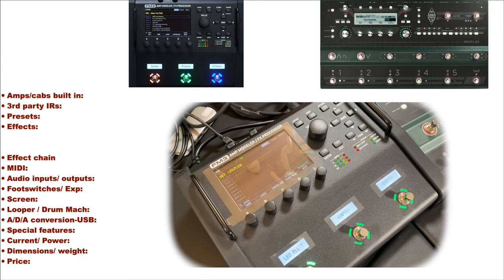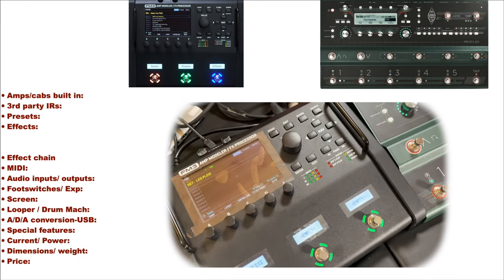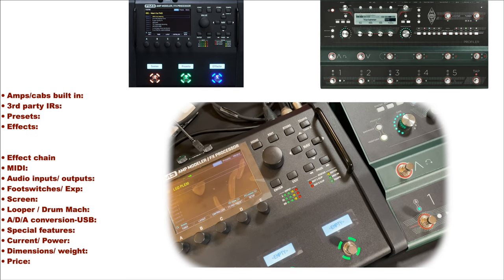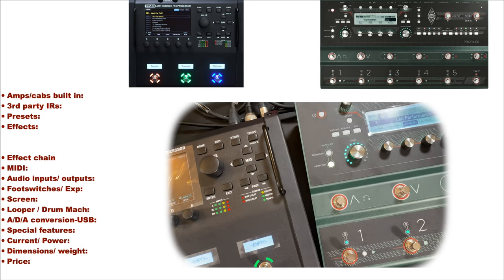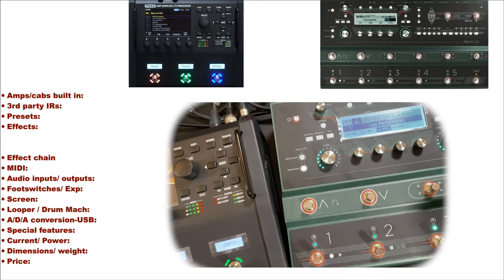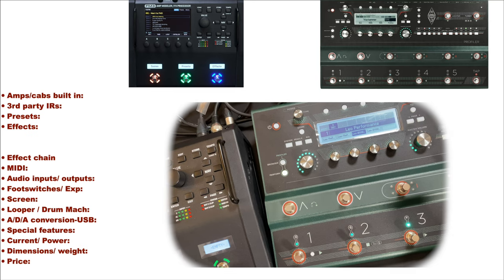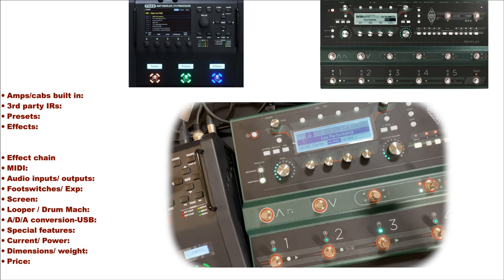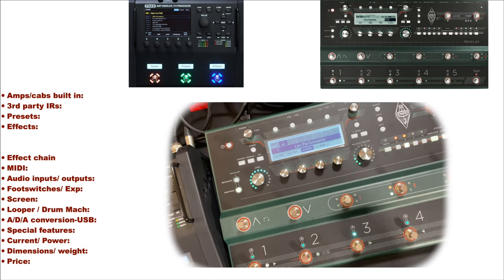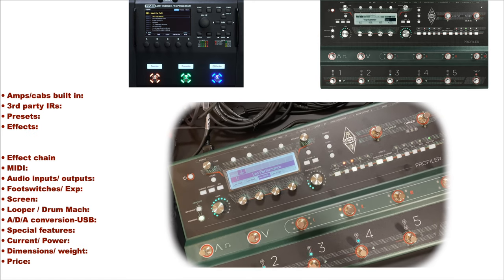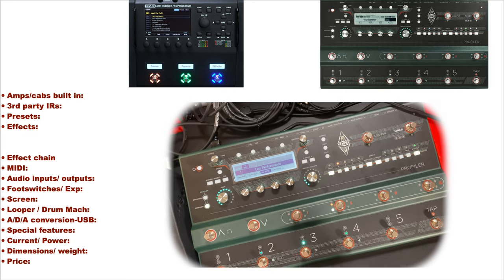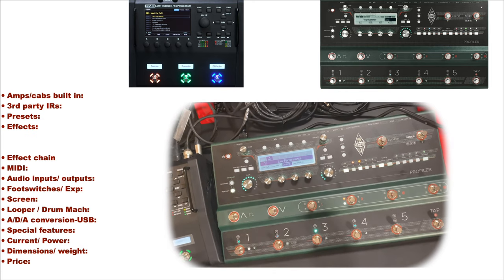Now check the main differences between the two units among the following parameters: amps and cabs built-in, support for third-party IRs, number of presets, number of effects, effect chain management, MIDI availability, type of audio inputs and outputs, number of foot switches and external controllers input, screen, looper and drum machine characteristics, ADA conversion and USB support, special features available in both the units, current power, dimension, weight and price.